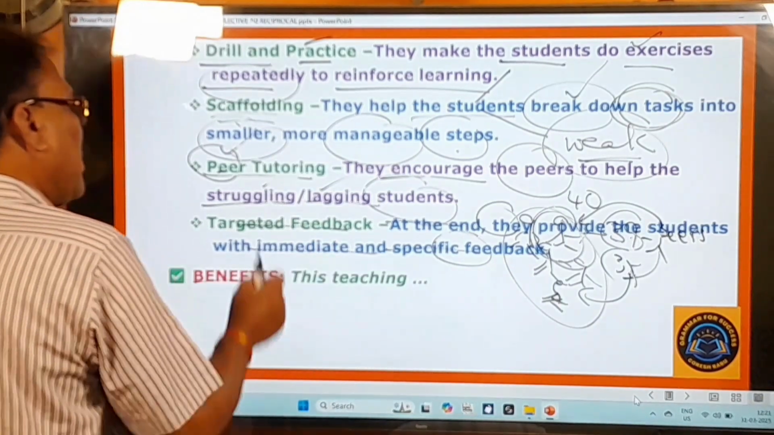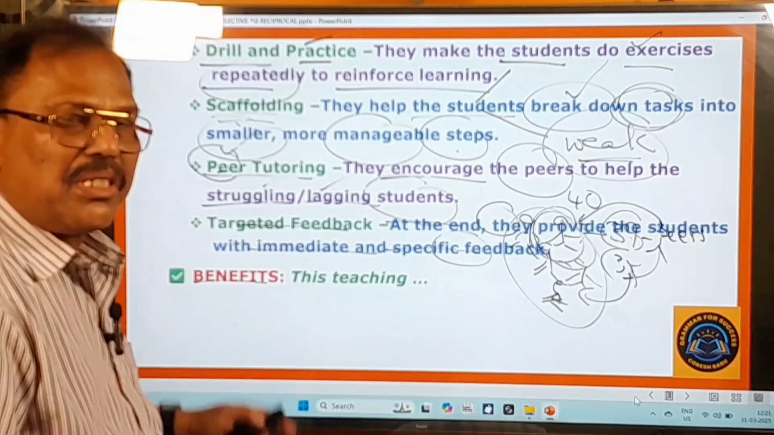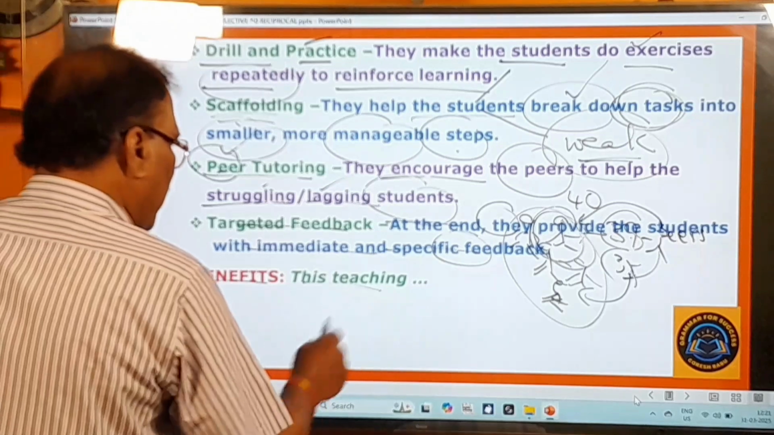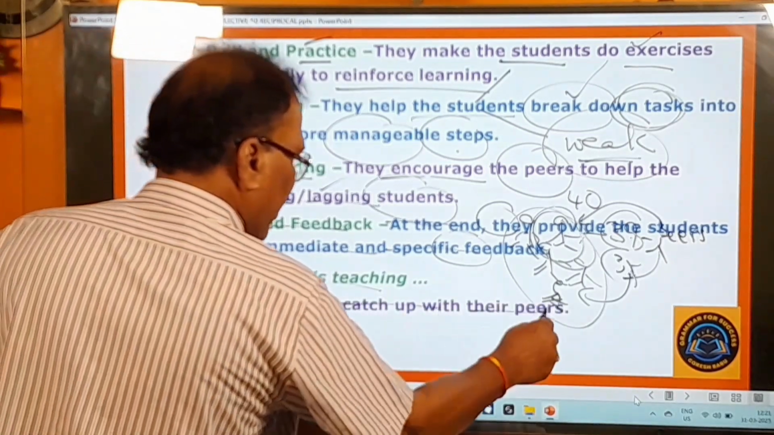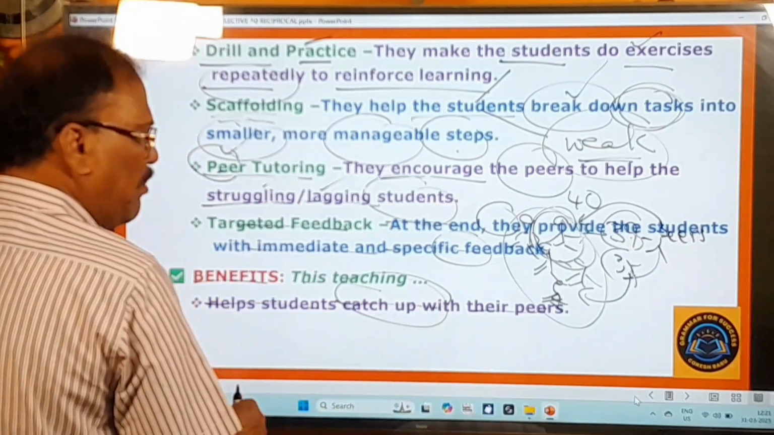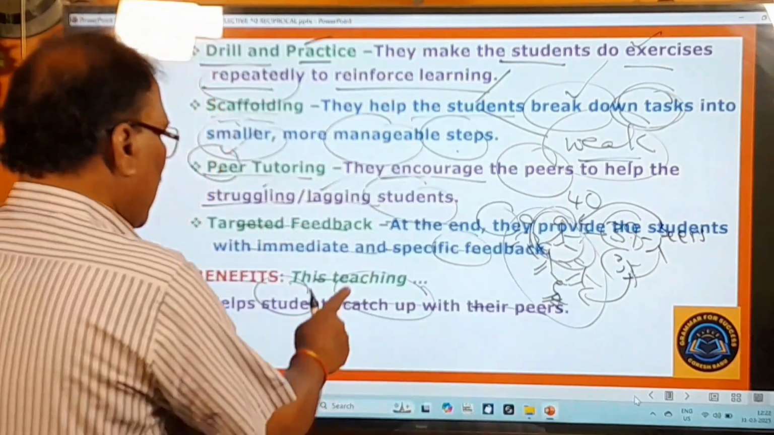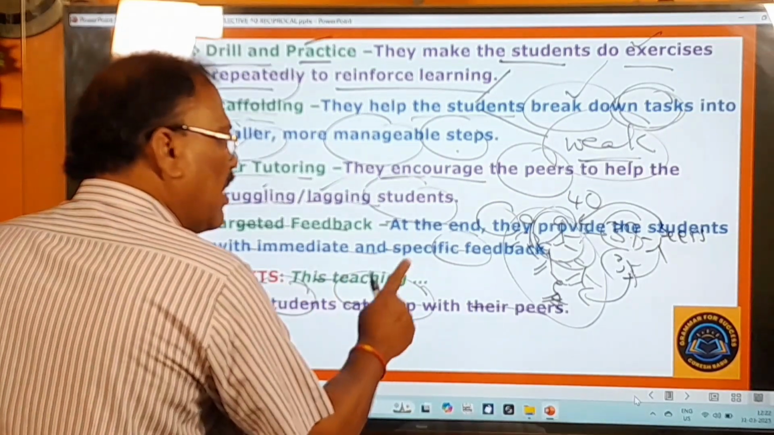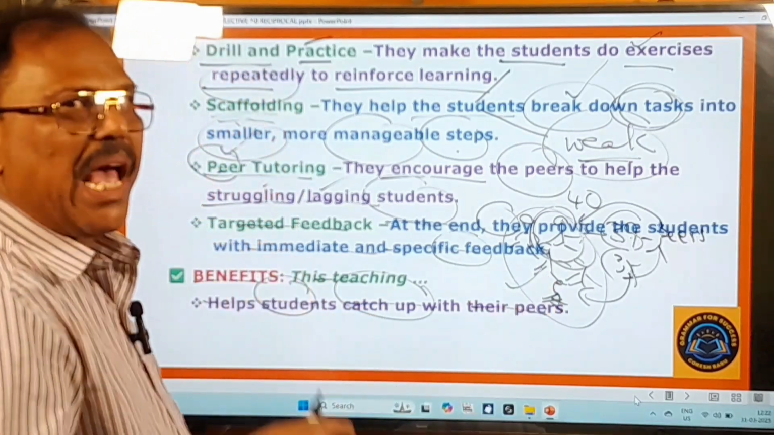Benefits. What are the benefits that you can reap out of this remedial teaching? Here the benefits are given. This teaching helps students catch up with their peers. Catch up means to reach the same standard as others. So this teaching will help these backward students reach the same standard as their peers. As their peers means as their classmates.